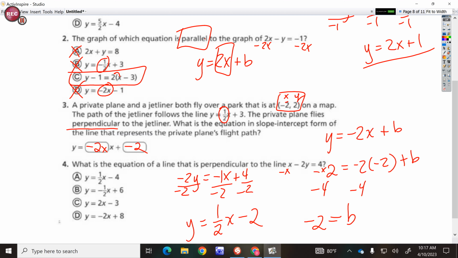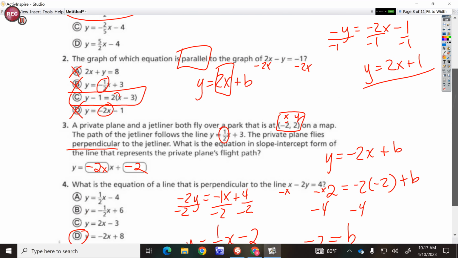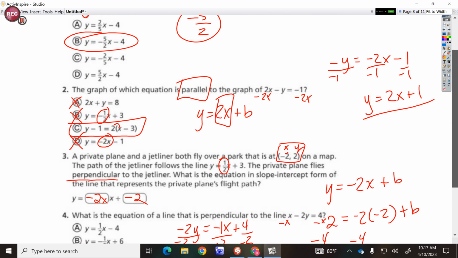So far, so good? Now, perpendicular means what? Flip it. So just flip it. 1/2 flipped gives you what? -2. The only one with a -2 slope? That one. Same thing though. Any questions? So far, so good.